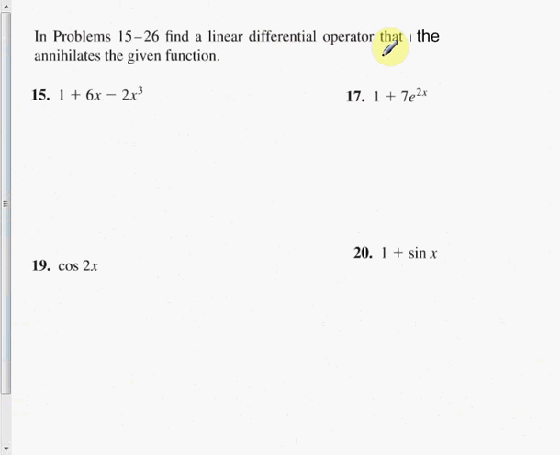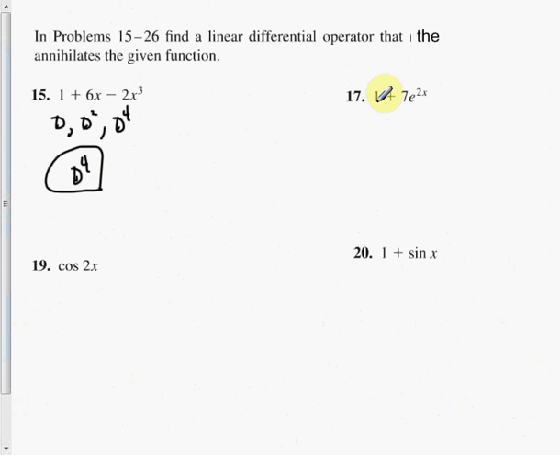Find the differential operator that annihilates the given function. Well, what annihilates 1? D, right? What annihilates 6 times x, excuse me? That's D squared. What annihilates 2x cubed? That's going to be D to the 4th. But since they're all in the same form, you just need one of them. That's the D to the 4th. They're in that same family, if you will. So that D to the 4th is going to cancel out everything, right?